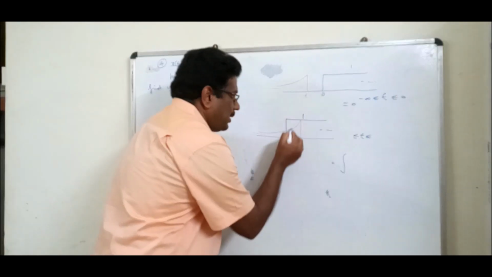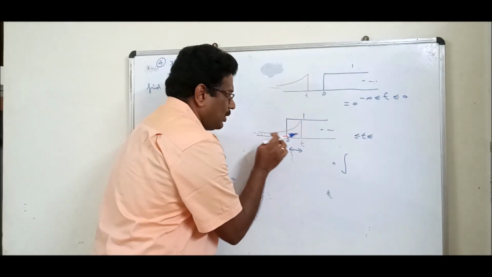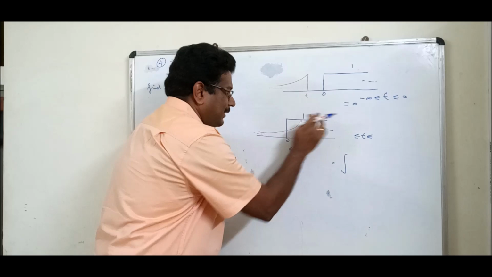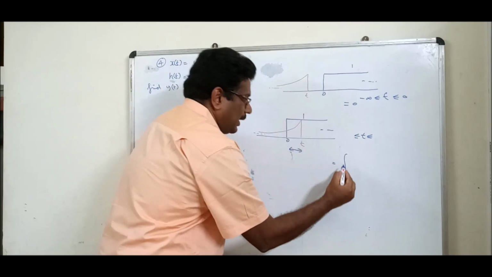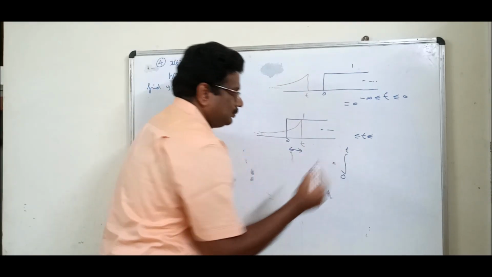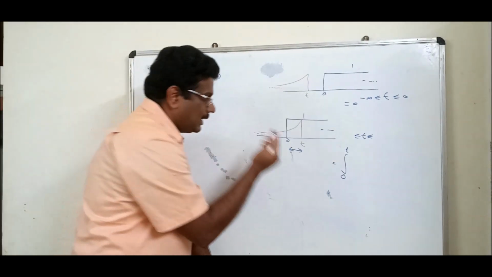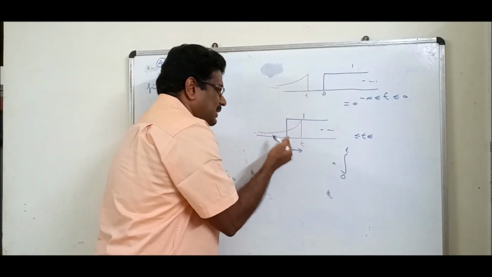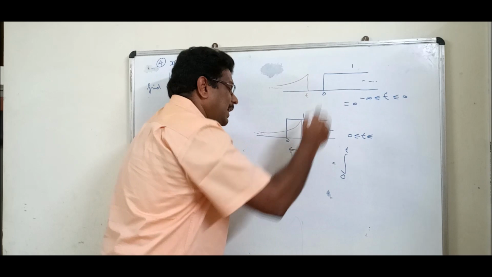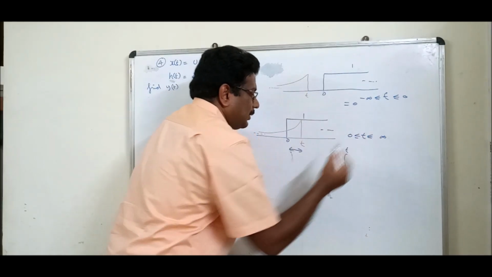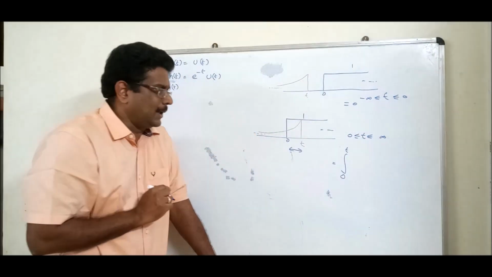What is the common place? That is the limit. So this h and x are common here, that is 0 to t. What is the range? Starting from where? This value 0. Ending up to where? Infinity. One critical point here.